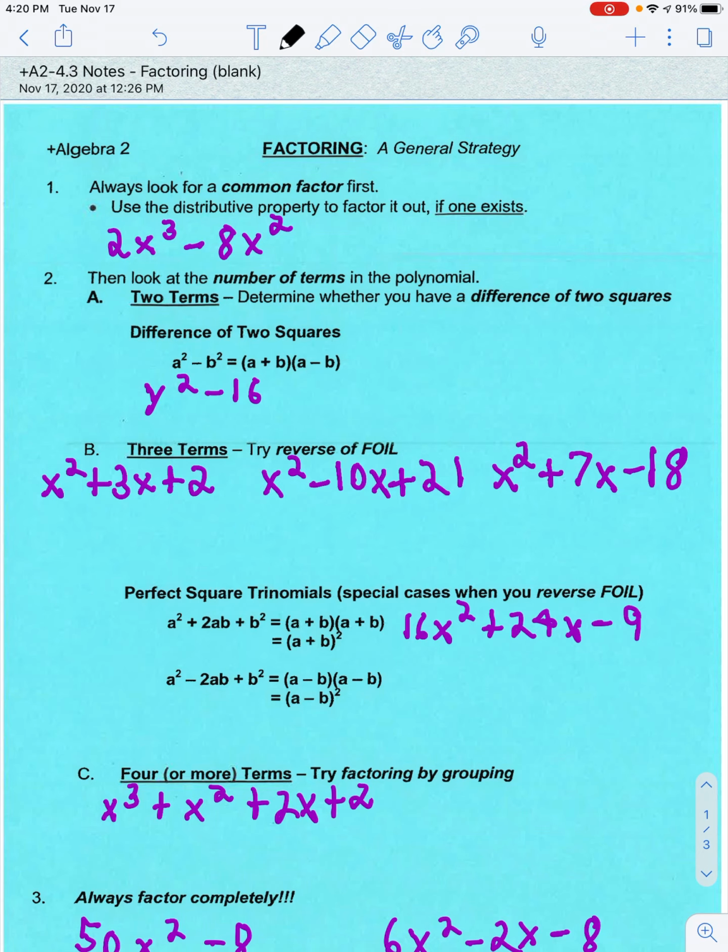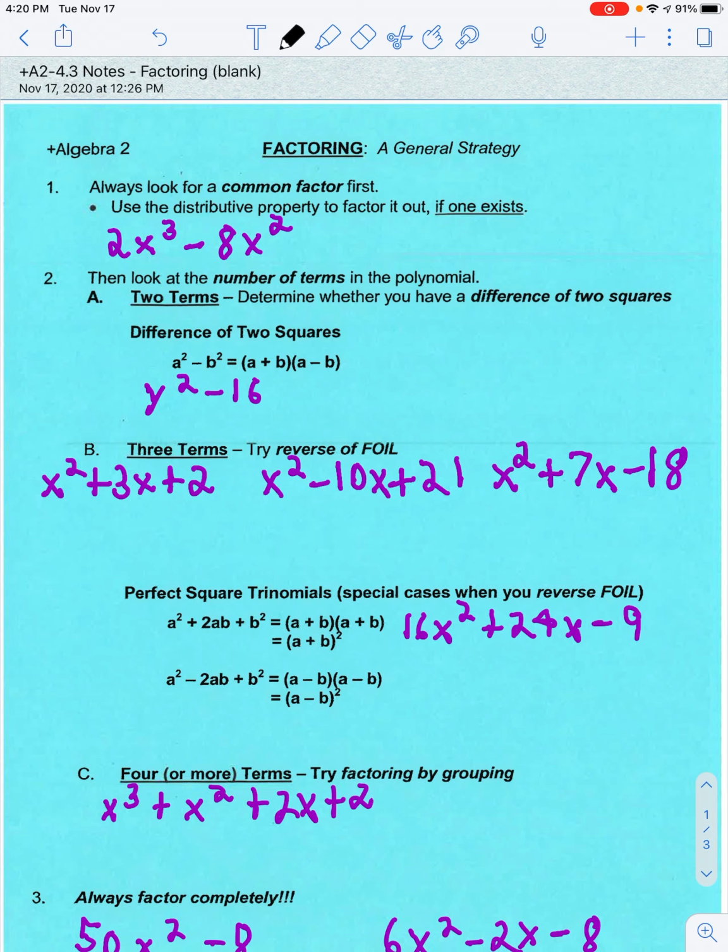Number one, you always want to look for a common factor first and use the distributive property to factor that common factor out. Some people like to think of dividing each term by the common factor, but I just reverse the distributive property. So as I look at the expression 2x cubed minus 8x squared, numerically, the 2 and the 8 have a common factor of 2. And then the variables, the first term is x to the third and the second x to the second. So the first term has 3 factors of x and the second term 2 factors of x, and we can't pull out more factors than any one term has.